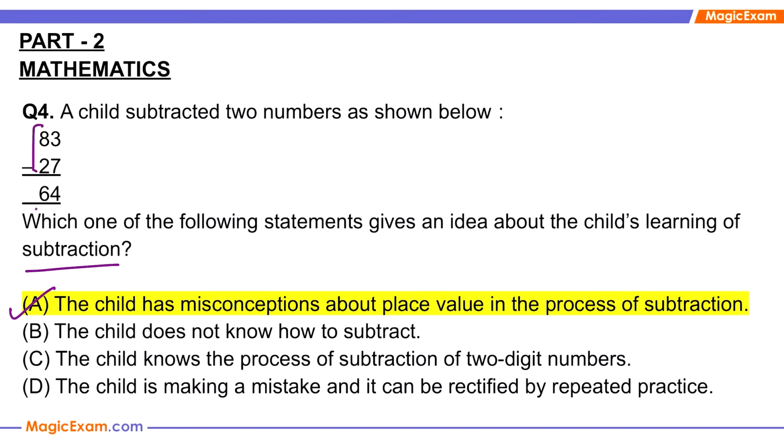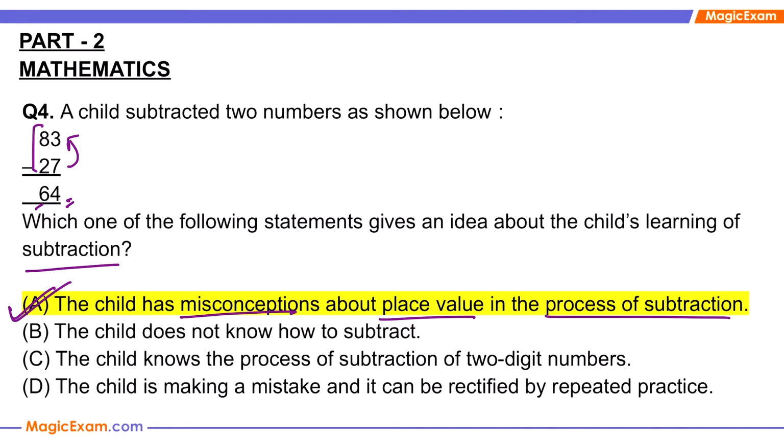8 minus 2 is 6, correct? And on the other side, he has actually subtracted it in reverse. That is 7 minus 3 is 4. Therefore, the child knows how to subtract but has a misconception about which number to subtract from which number. Therefore, he is more confused about the place value in the process of subtraction. Therefore, this is the correct answer.